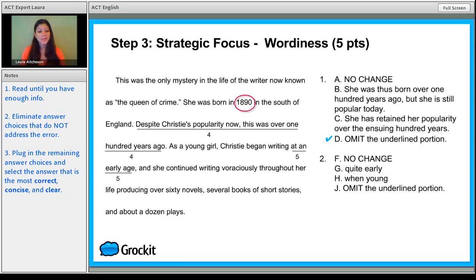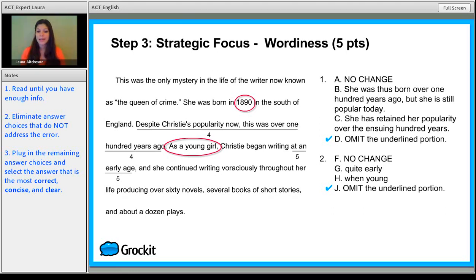Now for the next one, go ahead and read the last sentence there. Now, one of the fun things to do, especially if it's a short phrase, is check to see if that information is located anywhere else. They tell us as a young girl. As a young girl and at an early age, same thing. So get rid of anything that's directly stated somewhere else.